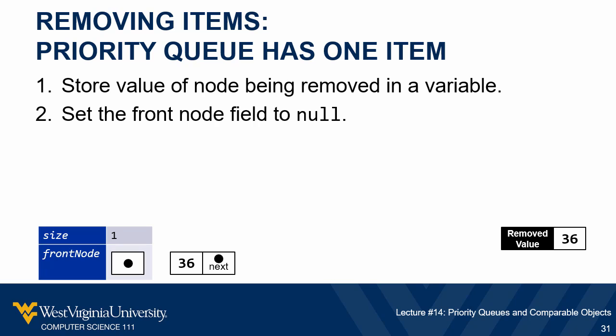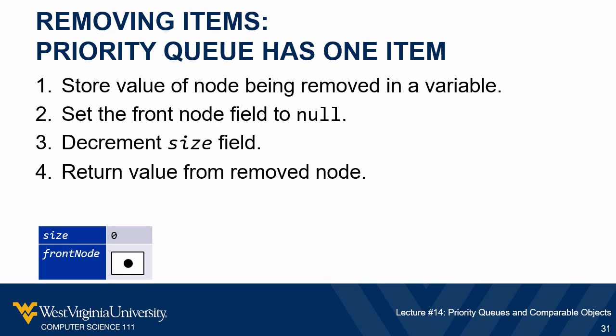When we go and update the front node, it's going to end up being set to null. This is actually still going to be the same code as with our other case, because we're still going to be going through and setting it to whatever comes next after front node. It's just in this case that what comes next is null. What that basically has the effect of making our front node not be pointing at anything so that we have an empty priority queue. Once we do that, we're going to decrement our size field, which will become 0 since our priority queue is now empty, and then we'll return the value from our removed node.